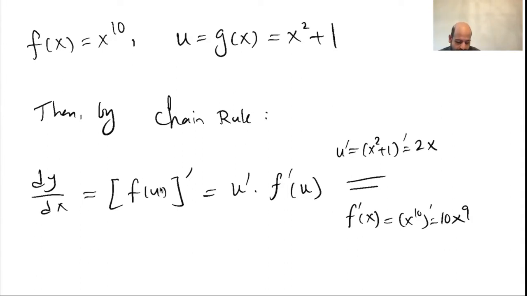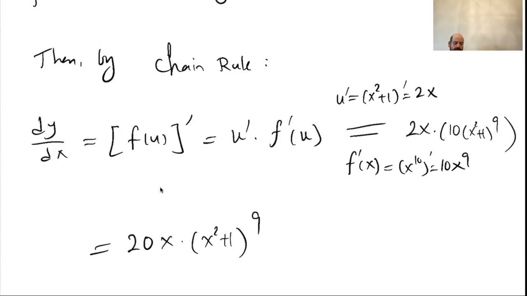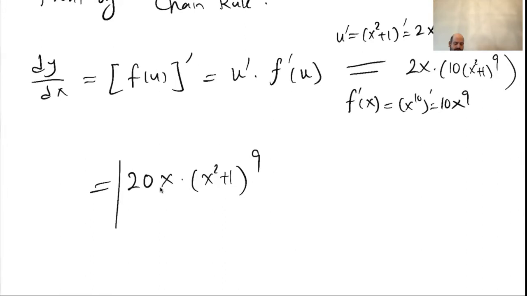So u prime is 2x, so let's substitute back. U prime is 2x times f prime of u. F prime of x is 10x to power 9, so f prime of u will be 10u to power 9. So 10 times (x squared plus 1) to power 9. So how much is that going to be? This is going to be 20x times (x squared plus 1) to power 9. So this is dy/dx: 20x times (x squared plus 1) to power 9.